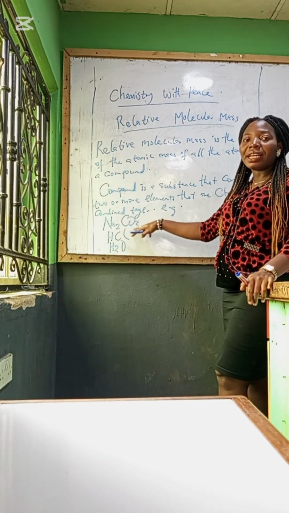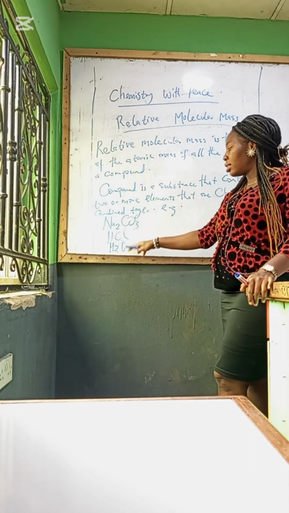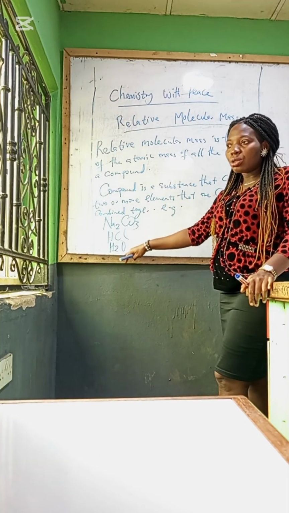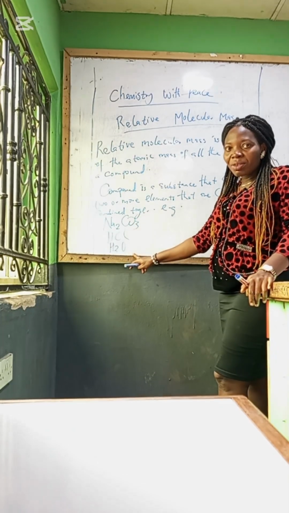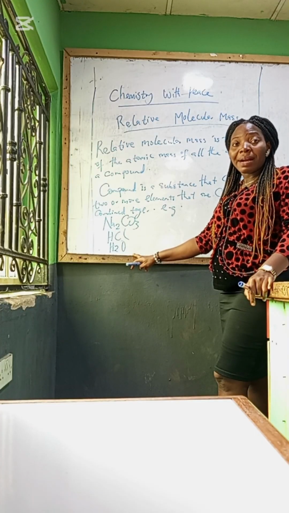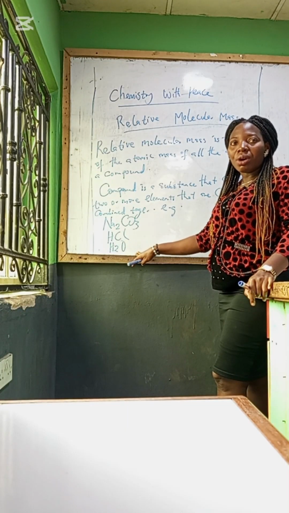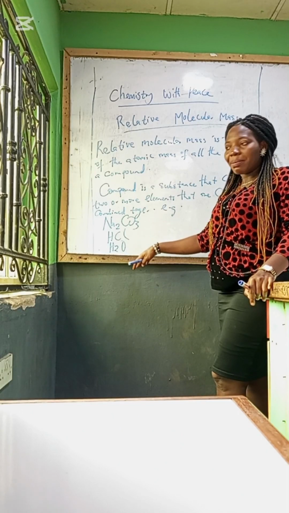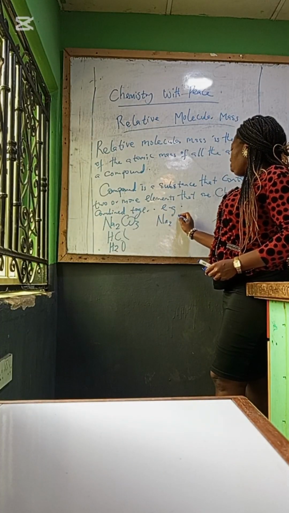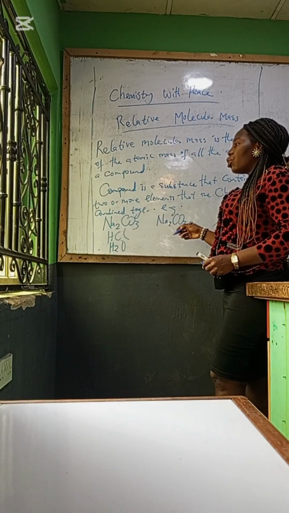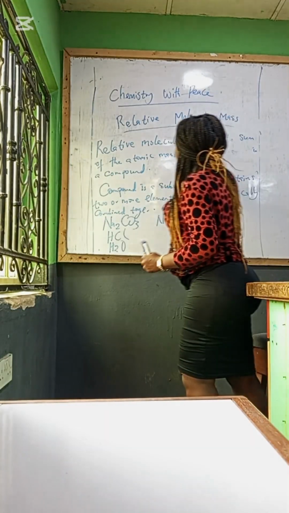Example, this is sodium carbonate, Na2CO3. This is hydrogen chloride, hydrochloric acid. This is water, H2O. First of all, we are going to find the relative molecular mass of all these. First of all, we have to know the atomic mass of each of these atoms that are present here. Then from there, we now know the relative molecular mass. Let's go for this sodium carbonate.